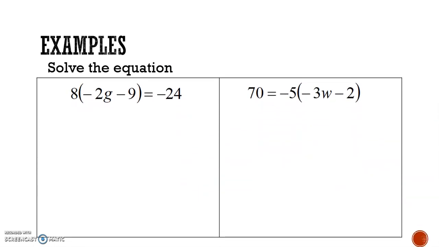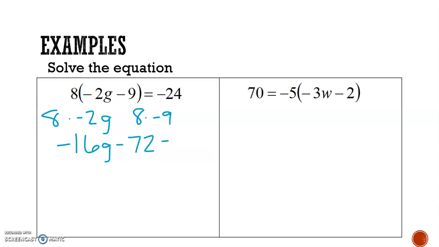All right, so distributive property again, we have 8 times negative 2g, 8 times negative 9. Remember to bring down that minus sign as a negative. And so we have negative 16g, and we have 8 times negative 9 is negative 72, so minus 72 equals negative 24. Okay, so we're going to add 72 to both sides.